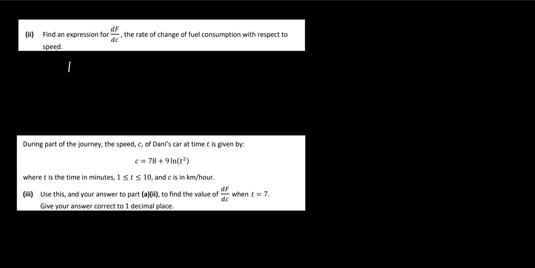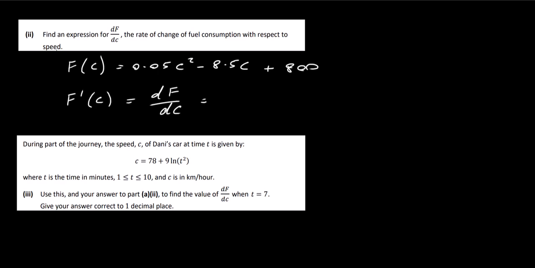Find an expression for dF/dC, the rate of change of fuel consumption with respect to speed. We have F of C is equal to 0.05 C squared minus 8.5 C plus 800. So all we got to do is find F prime C, or dF/dC, which is equal to 2 times, you bring the 2 down, multiply by 0.05, so that's 0.1 C, and then it's just minus 8.5. That's it. Okay, next question then.